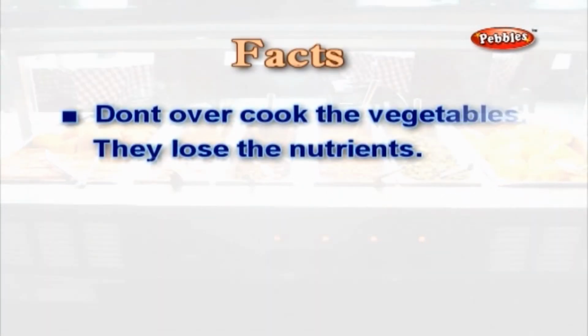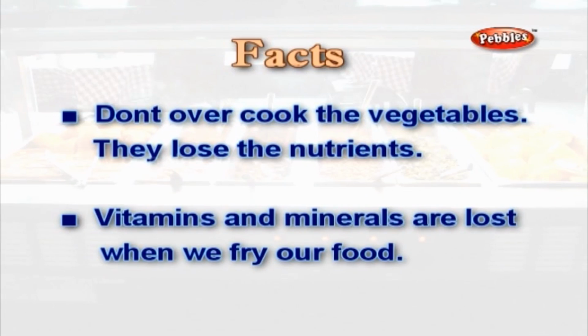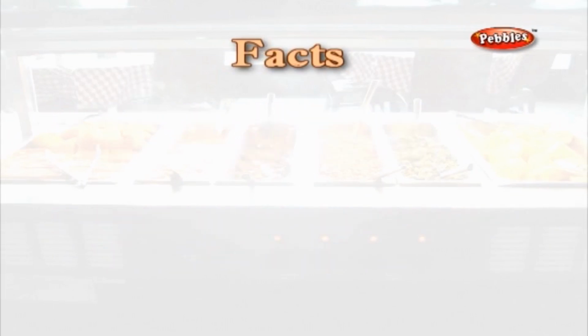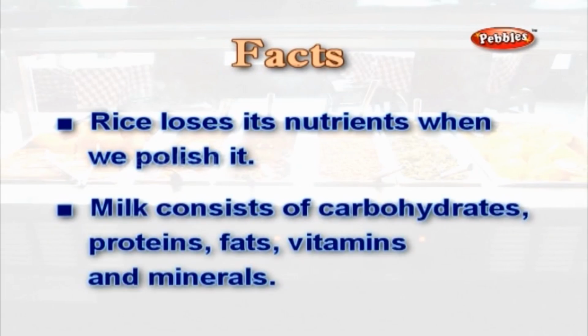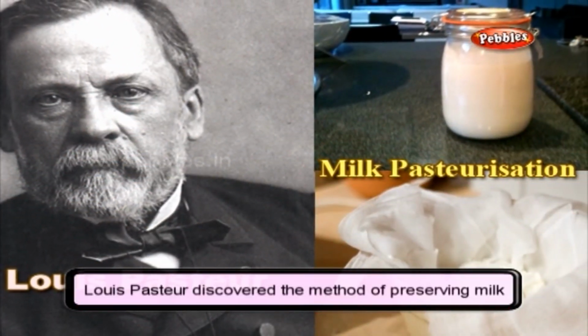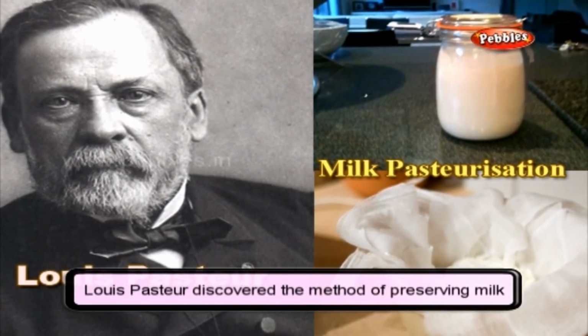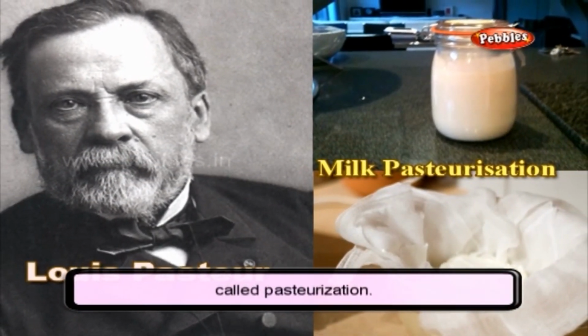Facts: don't overcook the vegetables. They lose the nutrients. Vitamins and minerals are lost when we fry our food. Rice loses its nutrients when we polish it. Milk consists of carbohydrates, proteins, fats, vitamins, and minerals. Louis Pasteur discovered the method of preserving milk called pasteurization.